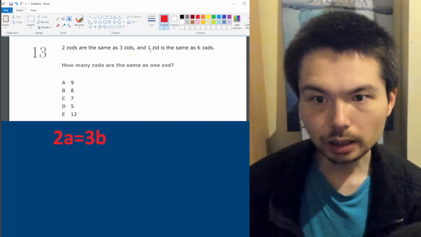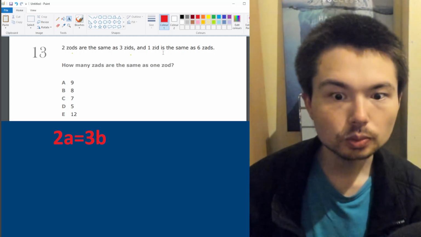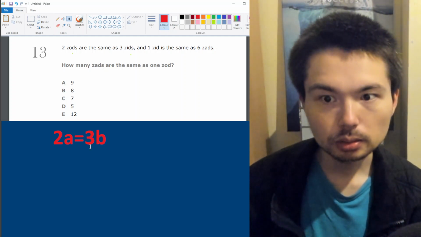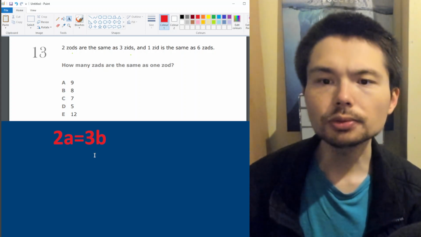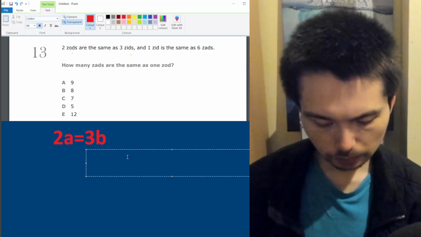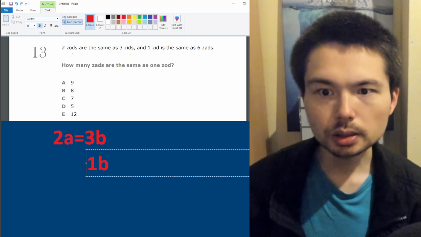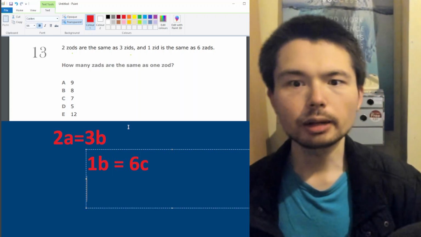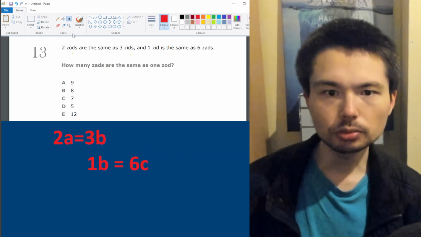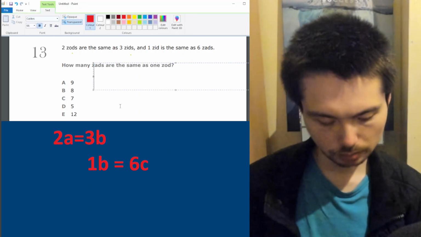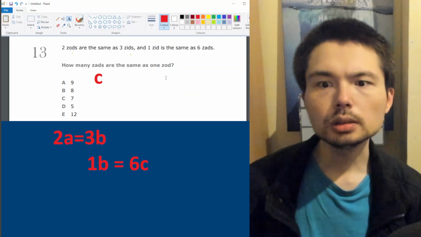Then this bit, 1a, 1b is 6. Oh, they're different things. Okay, right, 1b. Zod, zid, and zad. Right, okay. 6c. Okay, there we go. And now how many zads in a zod? So really, that is like how many C is in A.